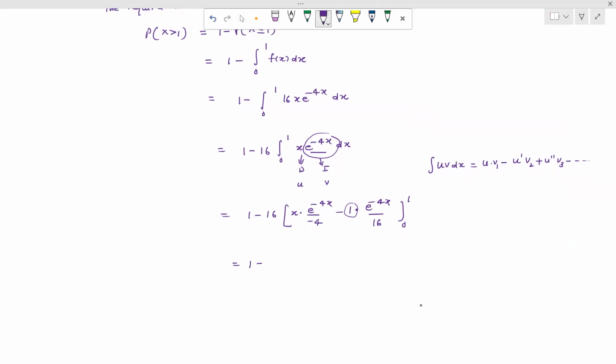So this is 1 minus 16 into, when we put x equal to 1, 1 into e raised to the power minus 4 upon minus 4, or minus e raised to the power minus 4 upon 16. And for the lower limit, minus minus becomes plus. So x equal to 0 gives us 0, and this minus minus is plus. So e raised to the power 0 is 1, so 1 upon 16.